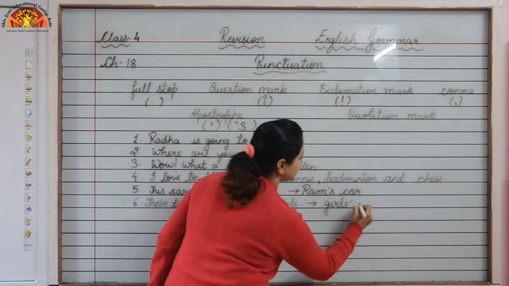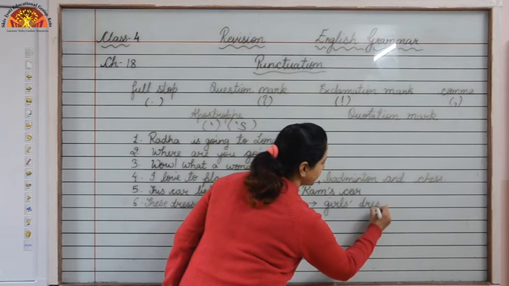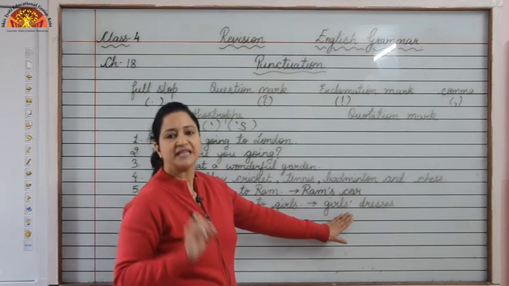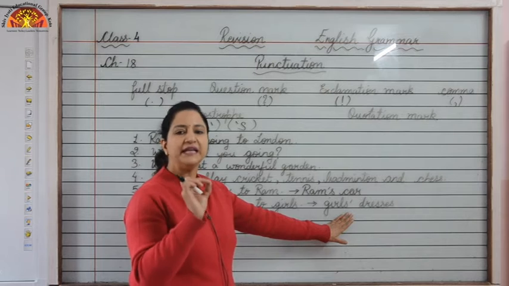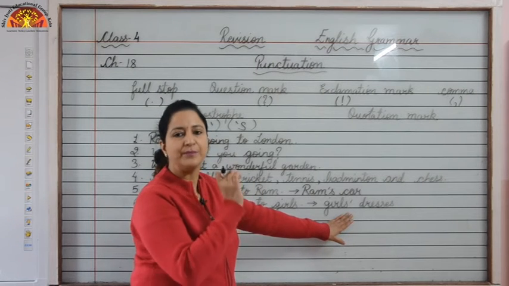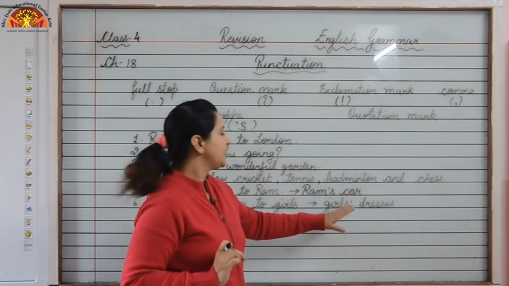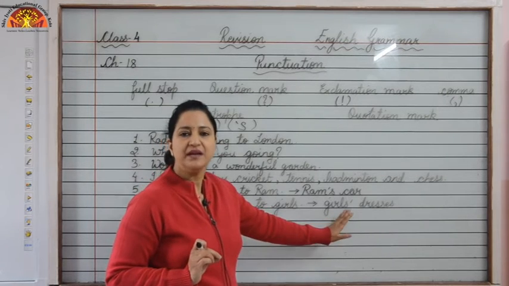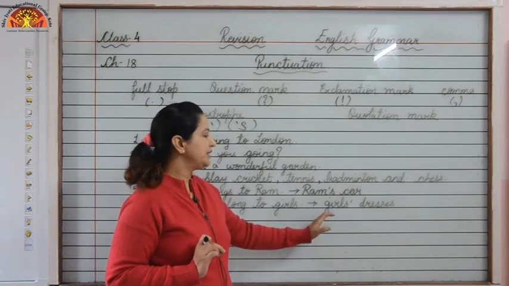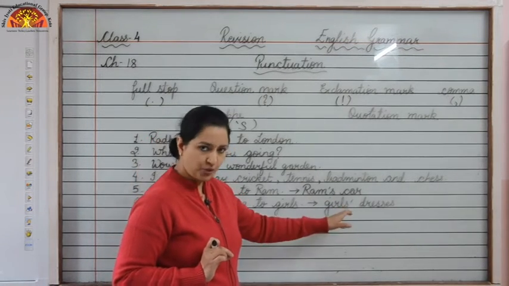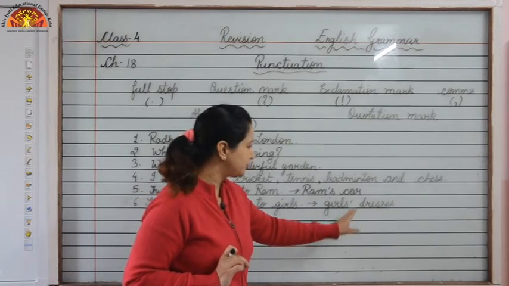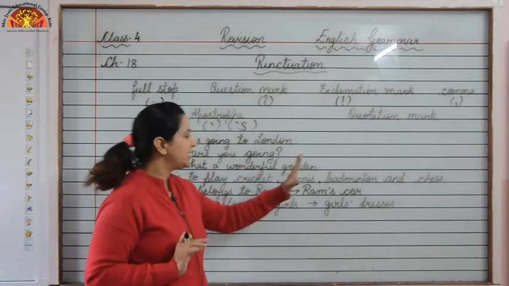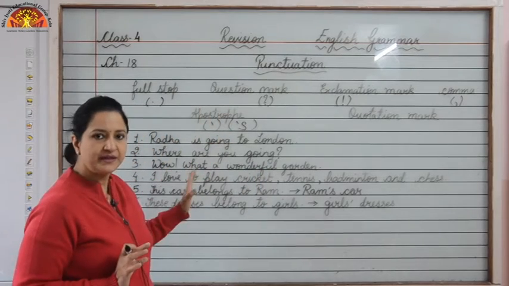Girls' dresses. Here there is no need to write S. Here you will only write an apostrophe, because your noun is plural in number and it is ending with S. So it will be like girls, apostrophe, and dresses: girls' dresses. Now I think the apostrophe is also very clear to you.